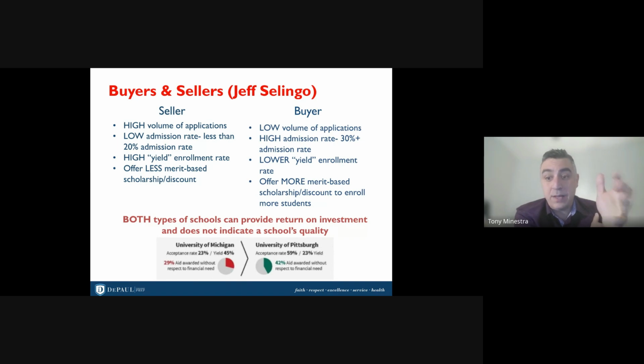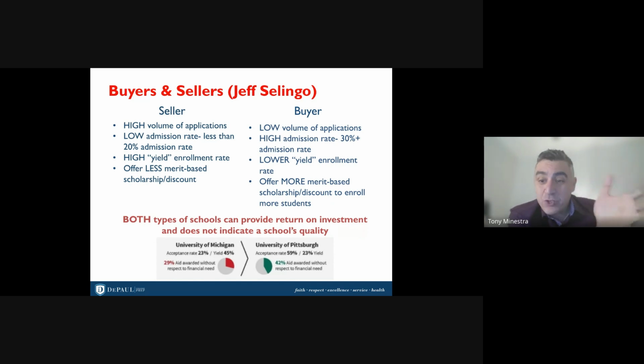University of Michigan and the University of Pittsburgh are two what I would consider peer schools in terms of rankings, outcomes, academic experience, faculty, very, very similar schools in terms of your academic experience on those campuses. But Michigan is a school we'd consider a seller, right? Their acceptance rate is near 20% nationally, and they're going to yield about half of those kids that they admit. That is a very high number. A 50% yield for a public school is very high.